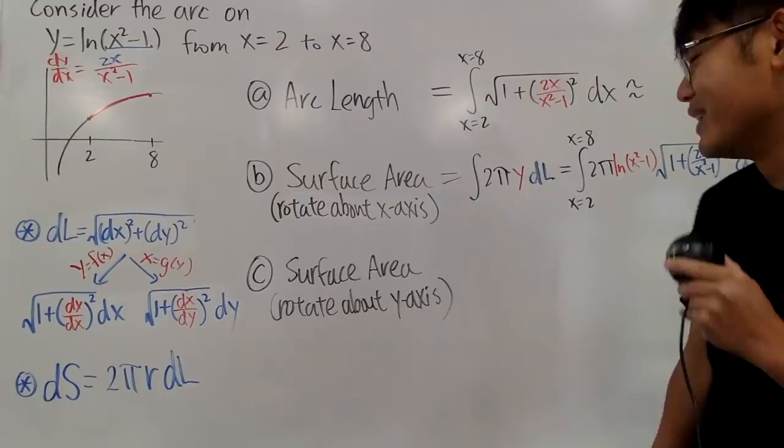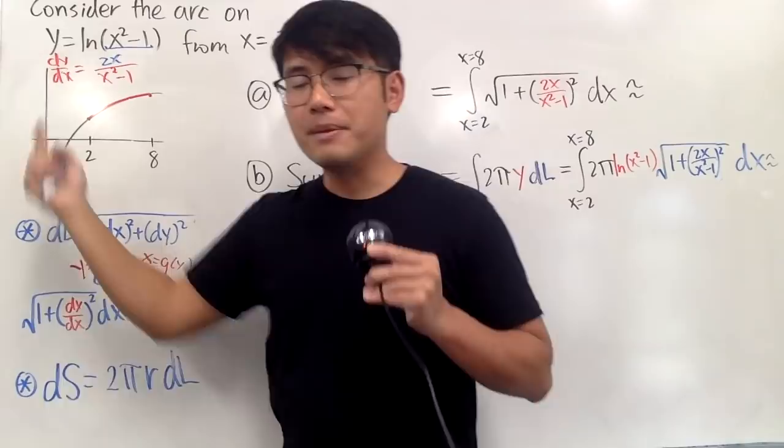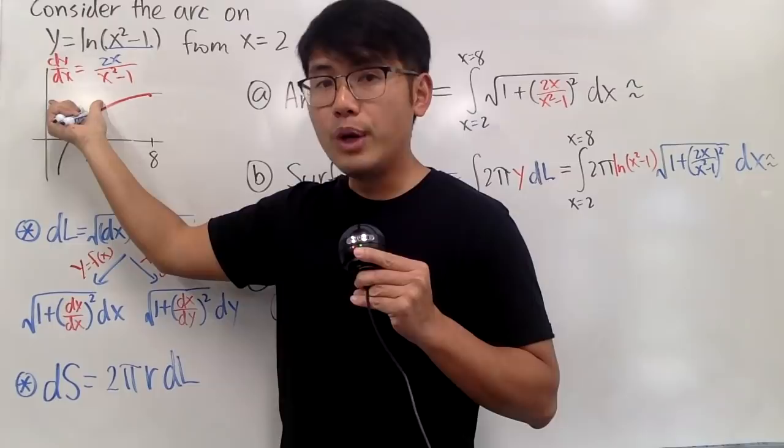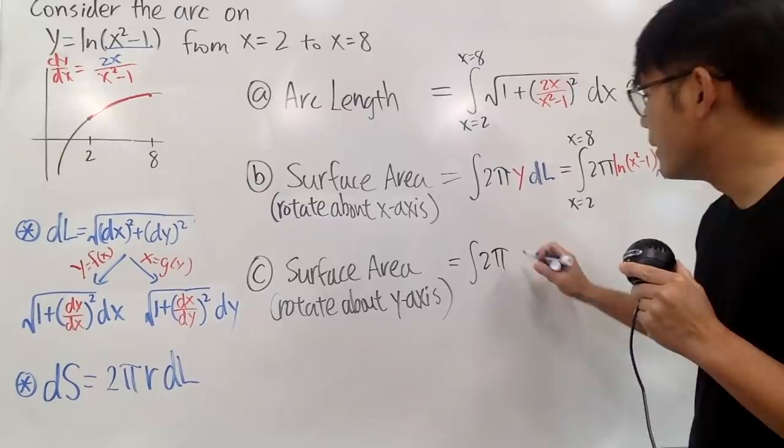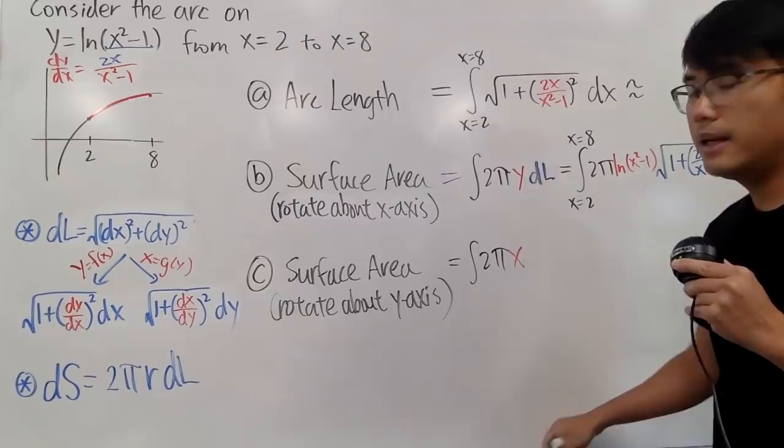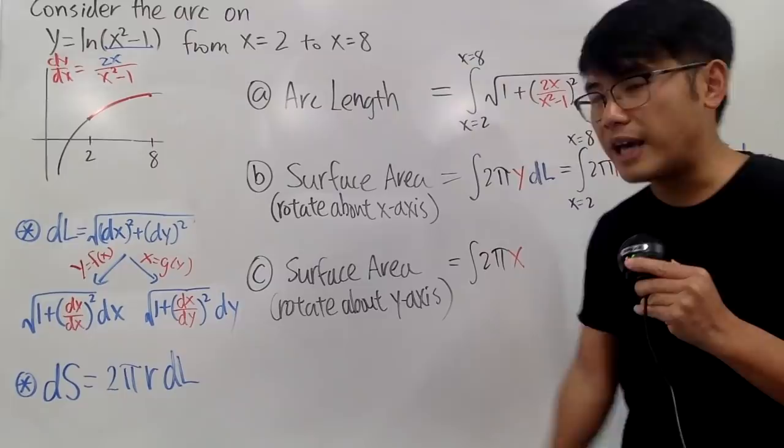To find the surface area, if you take the arc and rotate about the y-axis, the only thing different is that when you do it this way, the radius is horizontal, so it's actually the x values now, right? So I will write this down right here for you guys. This right here is equal to the integral 2 pi, and again, in our case here, it's x, right? So this part, the radius, you have to think about it depending on how you rotate. And the dl is still dl, so I will just put that down.